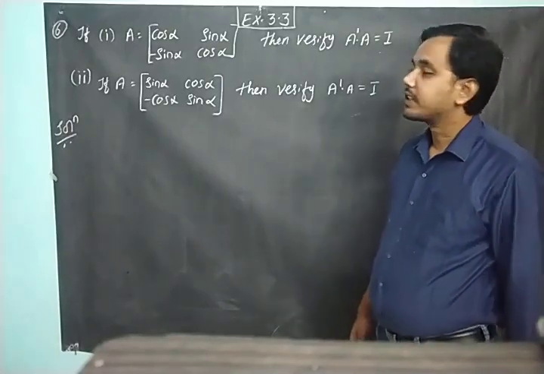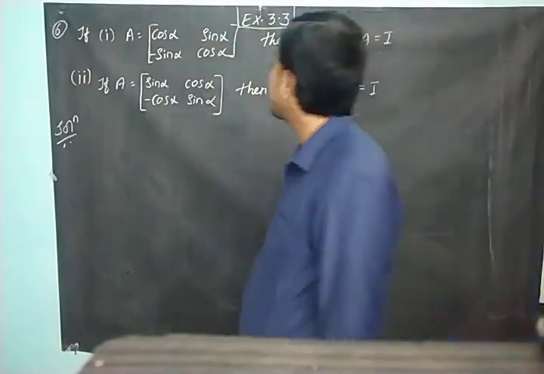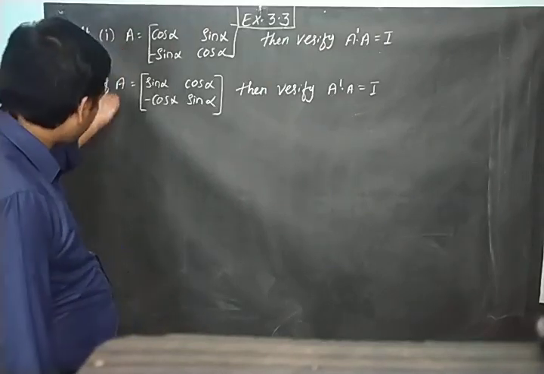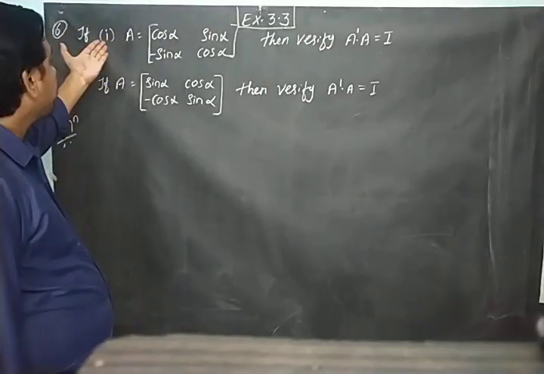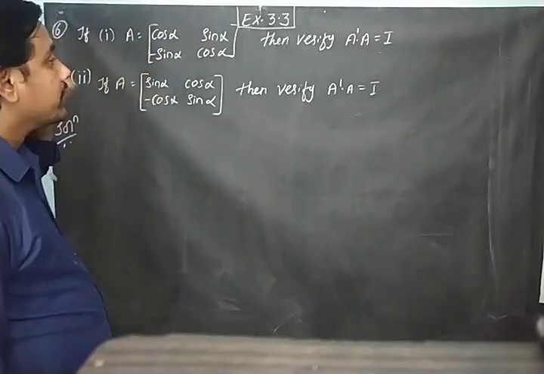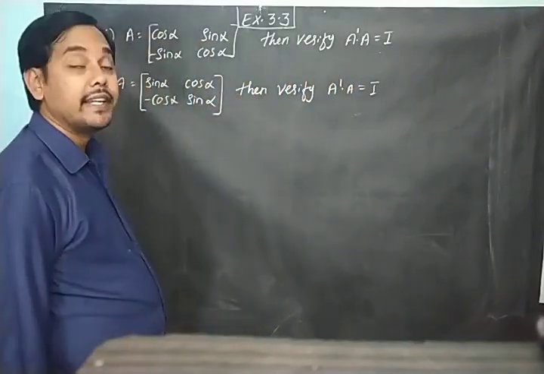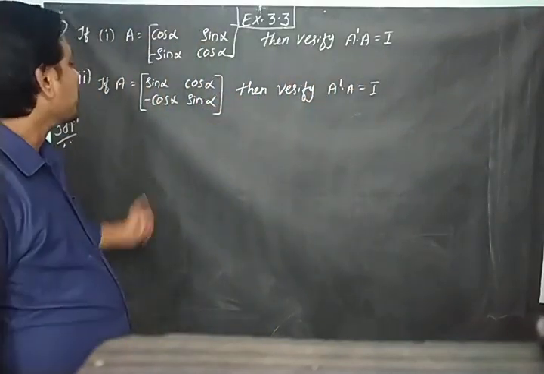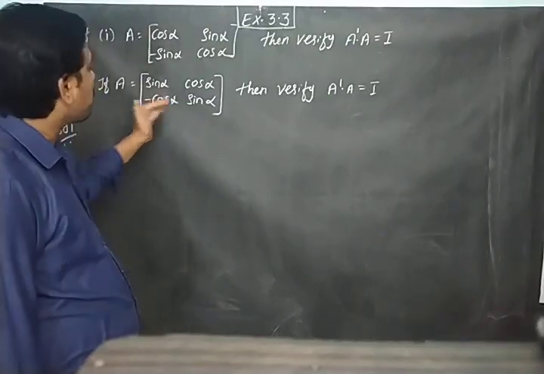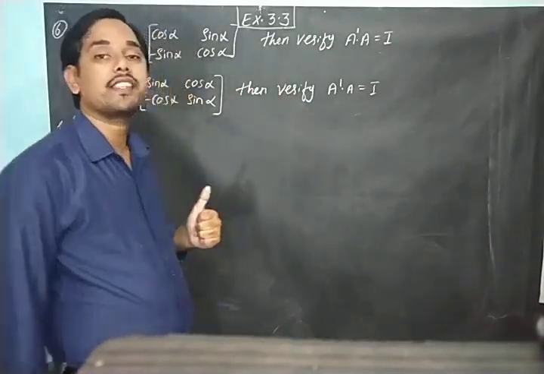So now let us start with the 6th problem. What is given here? There are two sub questions in the 6th one. First one: if A is equal to [cos alpha, sin alpha; minus sin alpha, cos alpha], then we should verify A dash into A is equal to I. Similarly, the second question is also a 2 cross 2 matrix, [sin alpha, cos alpha; minus cos alpha, sin alpha]. Here also we should verify A dash into A is equal to I.